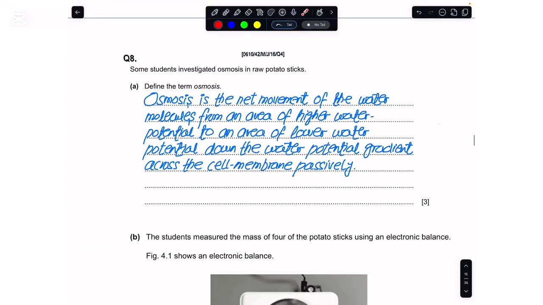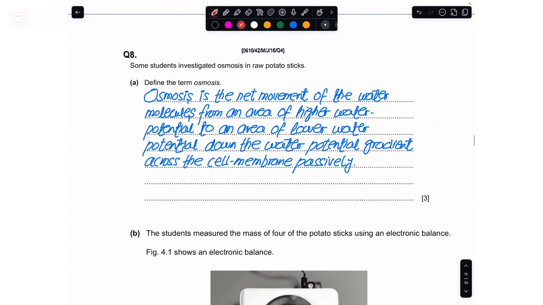Now, if I move further, again they ask a question from osmosis. This appeared in May/June 2016, and the variant of your paper was 4.2. They're asking you to define the term osmosis, and we have done it in a lot of questions above: osmosis is the net movement of water molecules from the area where we have a higher number of water molecules, the area of higher water potential, to an area of lower water potential where the number of water molecules is less, down the water potential gradient.